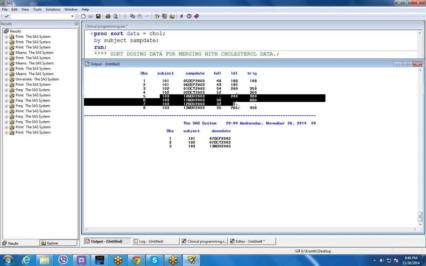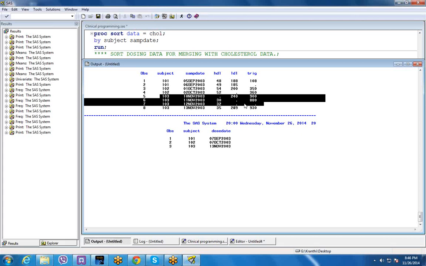And the remaining 3 we have. Then 13 November means, 12th November you can take 32, and 240 also you can take, because between 10 and 13 only 3 days are there. So 32, 240, 880. On the first day we have taken the LDL, on the second day we are taking the triglycerides, and on the third day we are taking the HDL. So you are taking the values from 3 days.